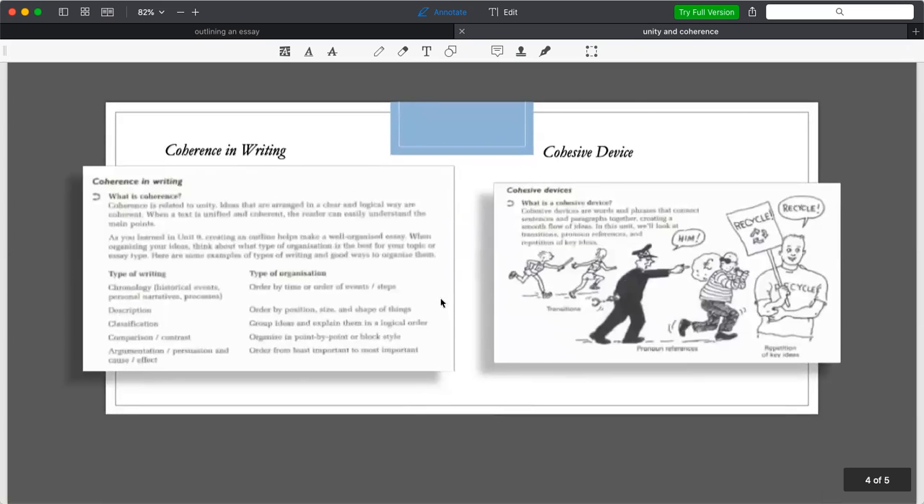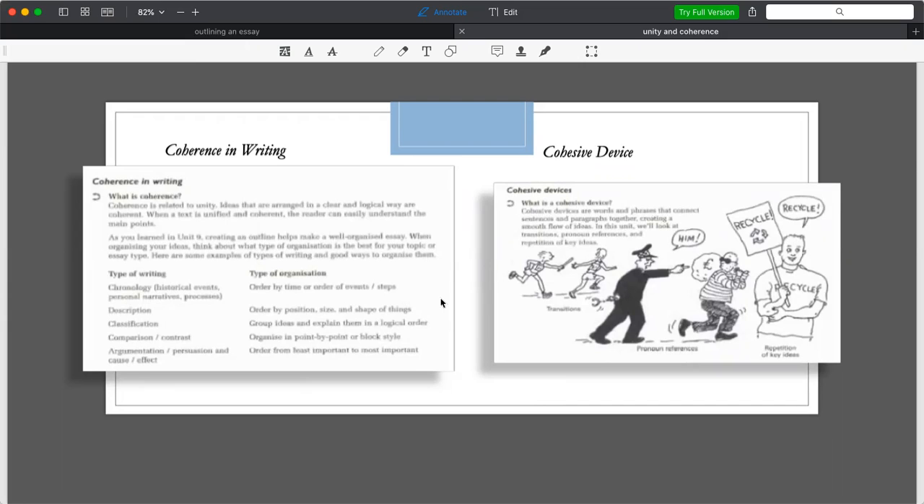What is coherence in writing? Coherence is related to unity. Coherence is somewhat like the connections from one idea to another. Ideas that are arranged in a clear and logical way are coherent. When a text is unified and coherent, the reader can easily understand the main points.